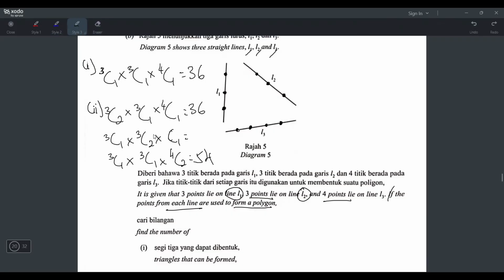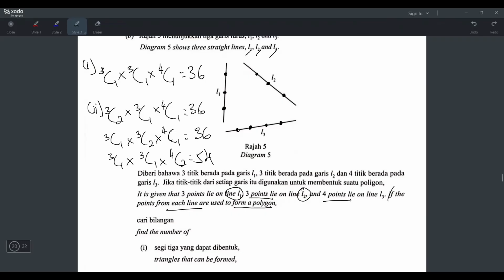Remember, this one is I choose 2 points from L2, right? So that means from L1 I choose 1, 3C1, and then from L3 I choose 1. So this should be 4. So I made a careless mistake. Okay, I go and write 3. So this one, if I press again, what do I get? 12 times 3. Okay, 36.